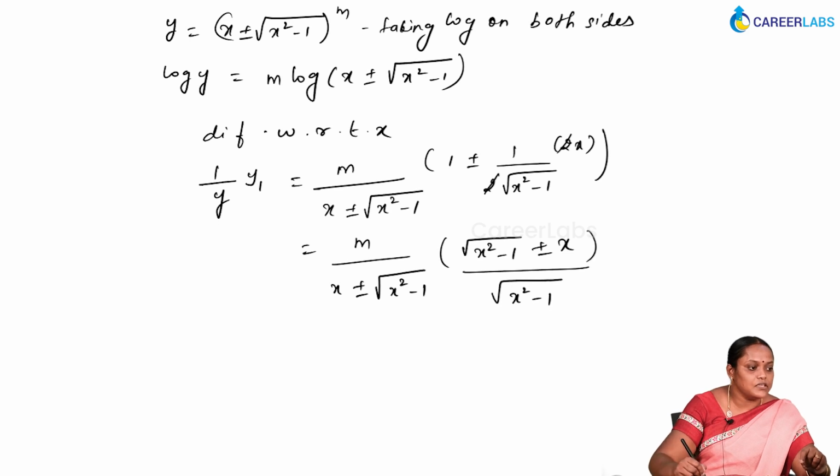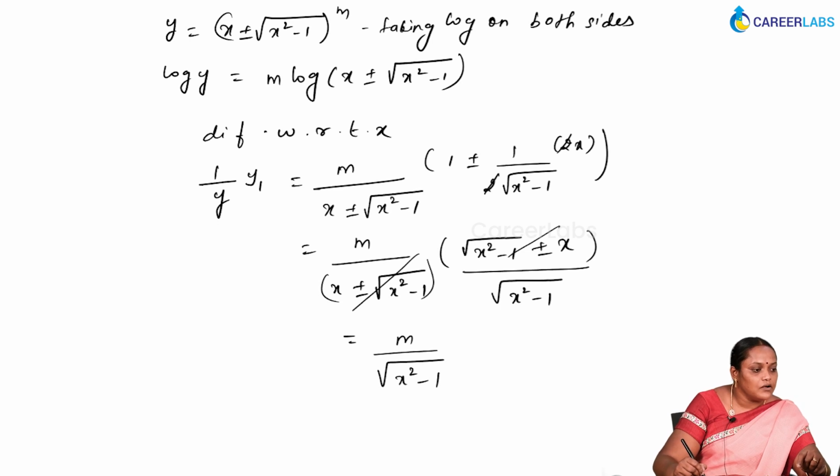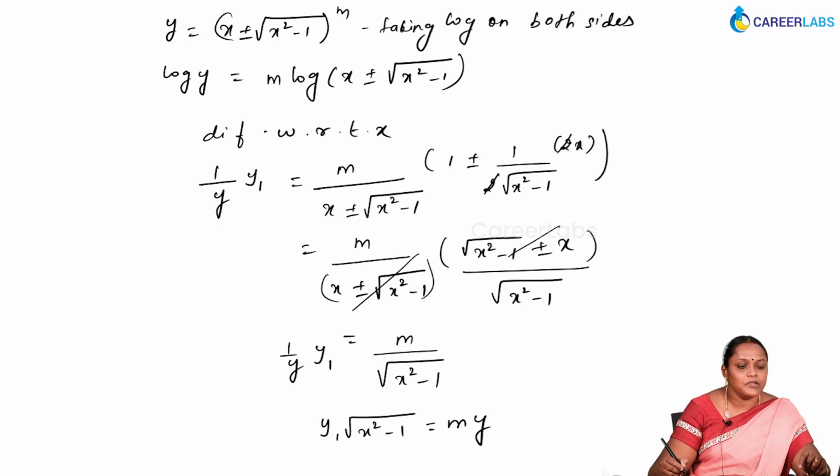So now see here, these two terms will get cancelled and the remaining will be m by square root of x square minus 1. And here you have 1 by y into y1. So this can be written as y1 into square root of x square minus 1 is equal to m into y. So you have a square root over here.